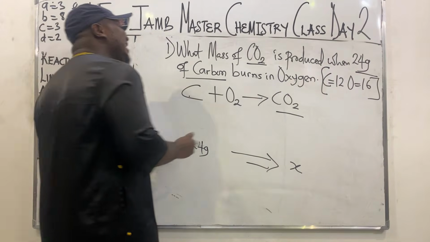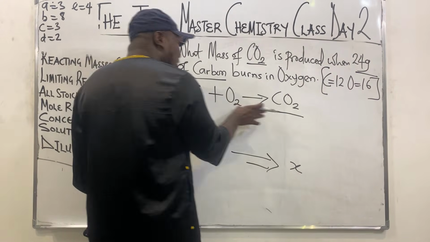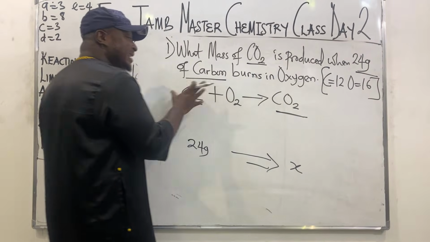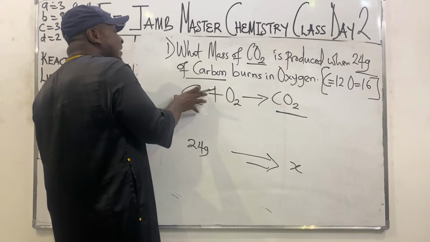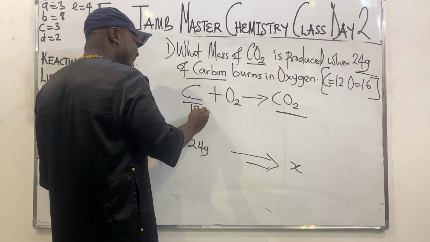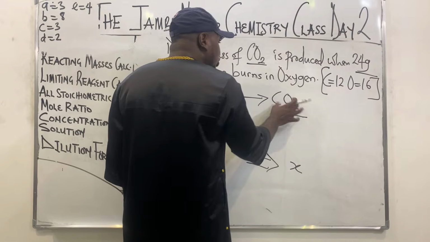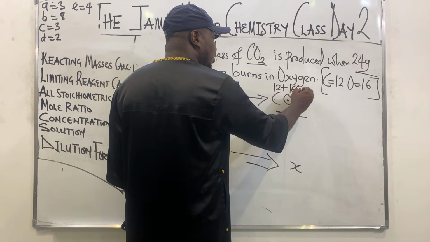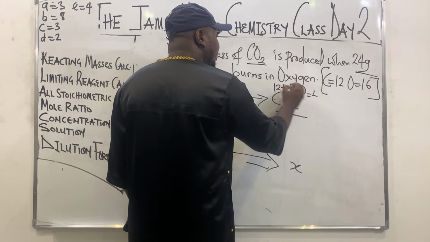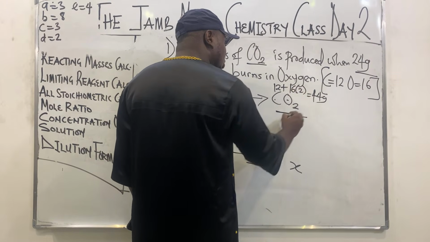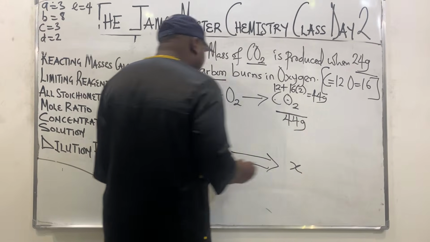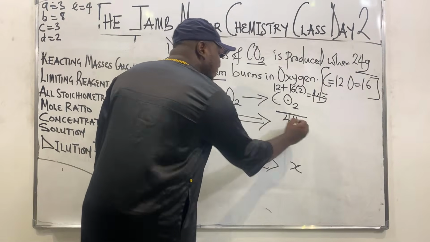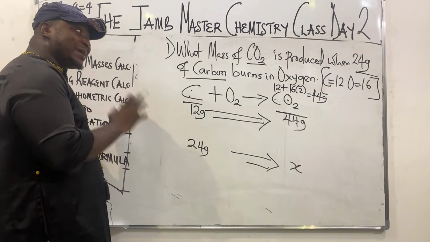One thing you have to do first, ask yourself, from the balanced chemical equation, what mass of carbon produces what mass of CO2? Class, from the balanced chemical equation, carbon is 12 grams. And CO2 is 12 plus oxygen, 16 times 2, 32. 32 plus 12 is 44 grams. So CO2 is 44 grams. Class, from the balanced chemical equation, 12 grams of carbon gave 44 grams of CO2.